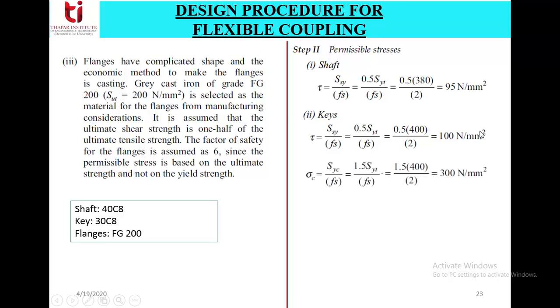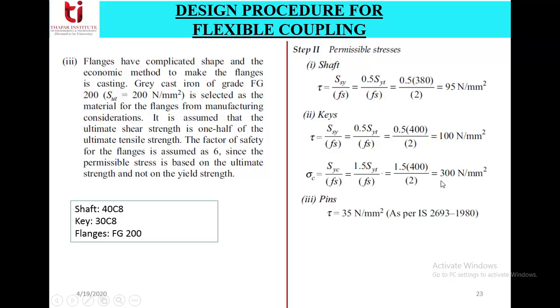For key, we will also require the compressive strength. If we see our assumptions, we assume that the compressive strength is 150% of the tensile strength. So sigma yc is 1.5 Syt divided by factor of safety. Again, we are using the same factor of safety for the key. So that is 300 megapascal, right?